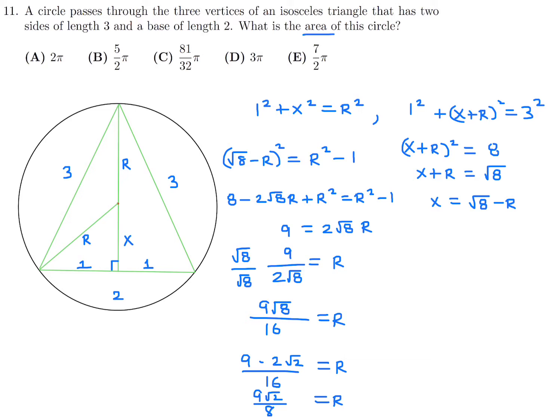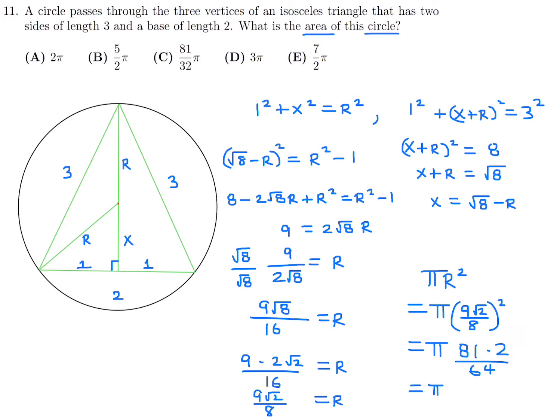And they want you to figure out the area of the circle. So area of the circle, of course, is pi r squared. So pi times r squared. R is 9 root 2 over 8, all squared. So that's pi times 81 times 2 all over 64. And in lowest terms, that looks like pi times 81 over 32. And that is choice C for number 11.